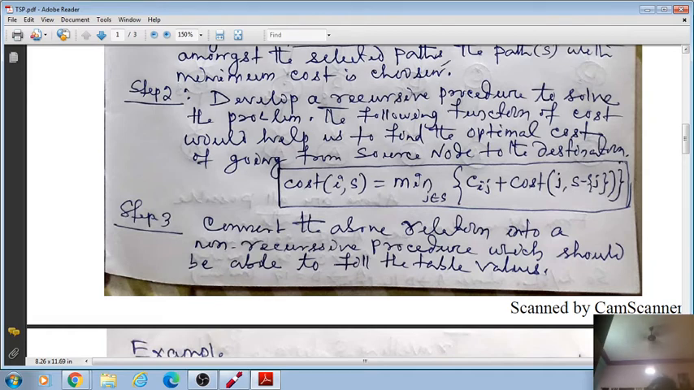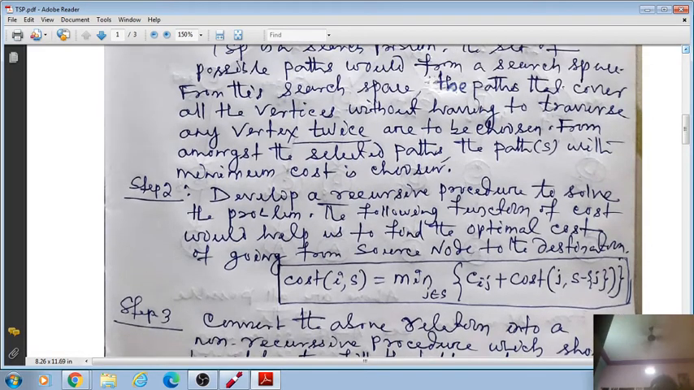Last step: convert the above relation into a non-recursive procedure which should be able to fill the table values. Then, using the values from this non-recursive procedure, we should fill up the tables. Let us discuss this by taking an example that we had taken yesterday. Same example I am just going to do, using these 3 steps.